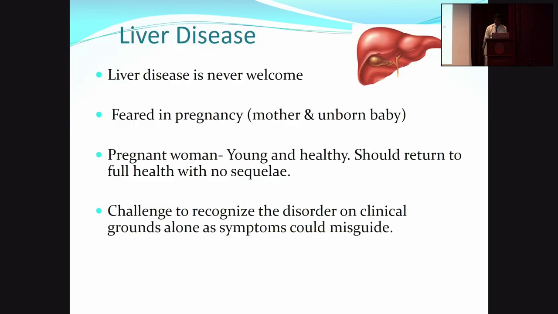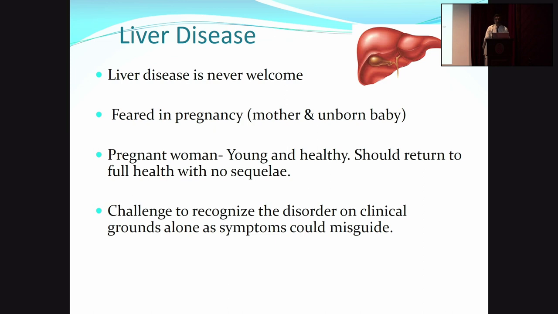The liver disease is never welcome by anybody, because if you get a heart problem, you can get a stent done or maybe a bypass surgery. And if you get a kidney problem, you can dialyze and get a kidney transplant. Especially in our country, we don't have liver transplant. So if you get advanced liver failure, we don't have much choice. On the other hand, it's very fearful in pregnancy, because there's a pregnant mother and an unborn baby. But if you manage the patient properly, they are young and healthy, so they should return to normal health with no sequelae.